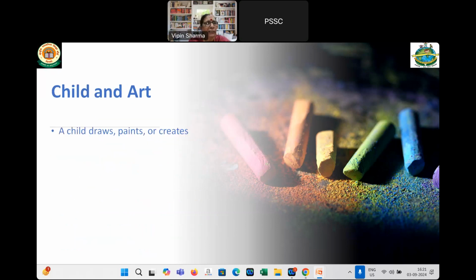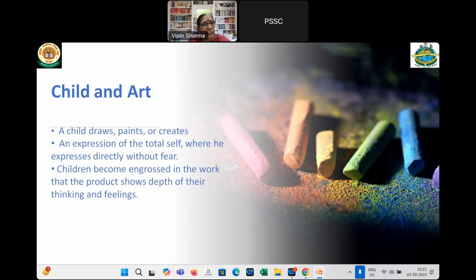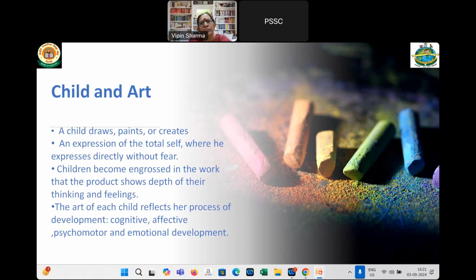Child and art. A child draws, paints, and creates an expression of total self. He expresses directly without fear. They become engrossed in the work that the product shows. The art of each child reflects its process of development. They are cognitive, affective, psychomotor, and emotional, although at various stages it differs. The child reflects the process of art, his art capacity.